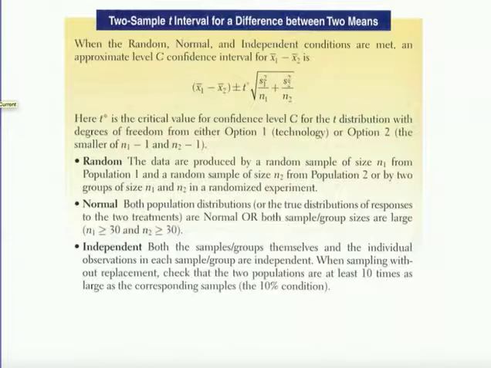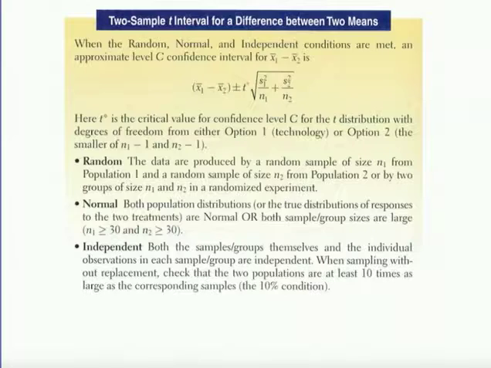Two sample t interval for a difference between two means. When the random, normal, and independent conditions are met, an approximate level C confidence interval for x bar 1 minus x bar 2 is x bar 1 minus x bar 2 plus or minus t star times the square root of variance 1 divided by n1 plus variance 2 divided by n2. Here, t star is the critical value for the confidence level C for the t distribution with degrees of freedom from either option 1, which is using the calculator, or option 2, the smaller of n1 minus 1 and n2 minus 1.